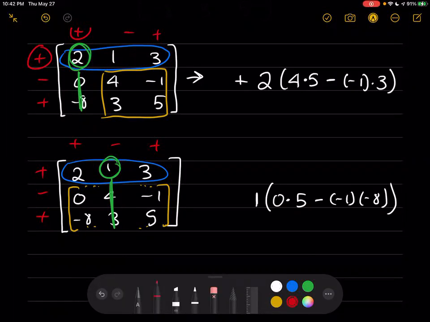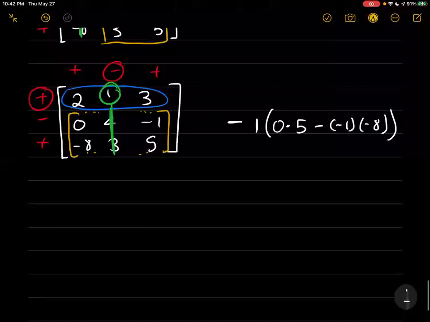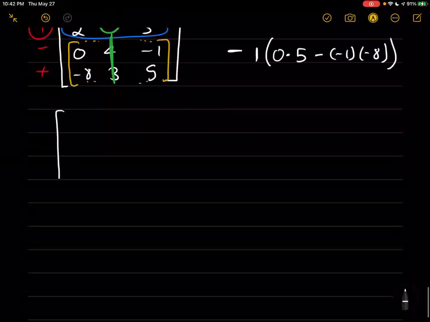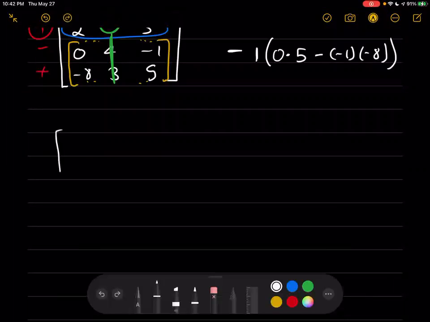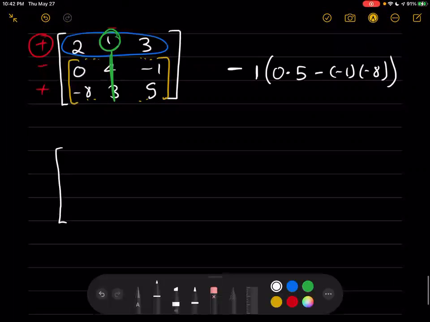And then the 1 has a minus and a plus associated to it, so negative times positive is negative, so this will be a negative out in front. Okay. And then lastly, let me make myself a little more room here. So we had a 2, a 1, a 3. 0, 4, -1, -8, 3, 5.